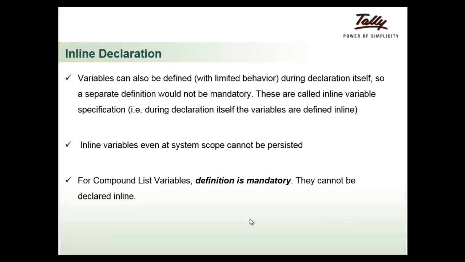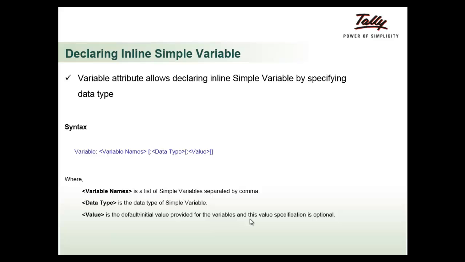So inline system variables cannot be persisted, because since these have limited behavior, you cannot specify any additional behaviors like persistent, volatile, etc. to these variables. And compound list variables, for them the definition is mandatory, they cannot be declared inline. So let's see how you can declare inline variables.